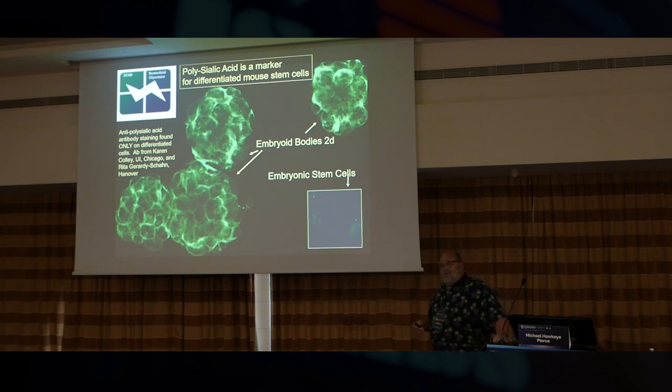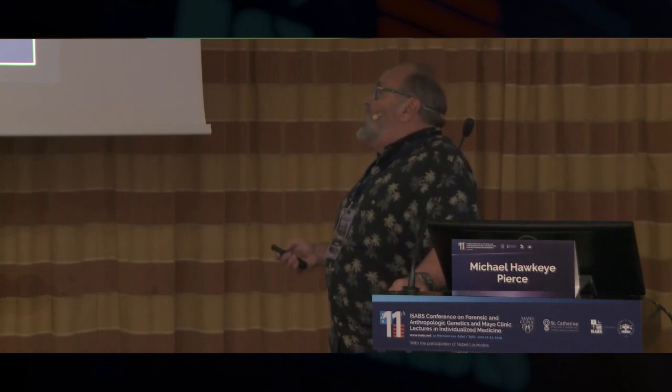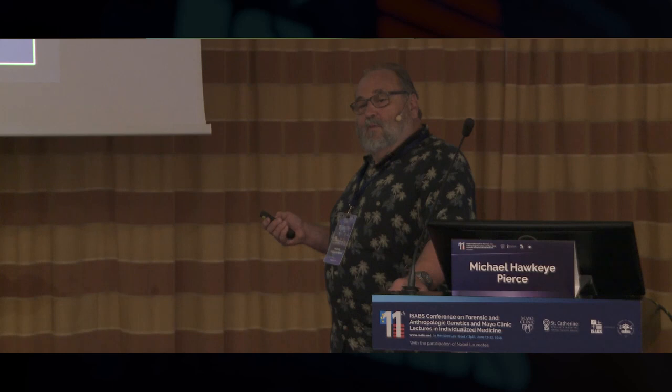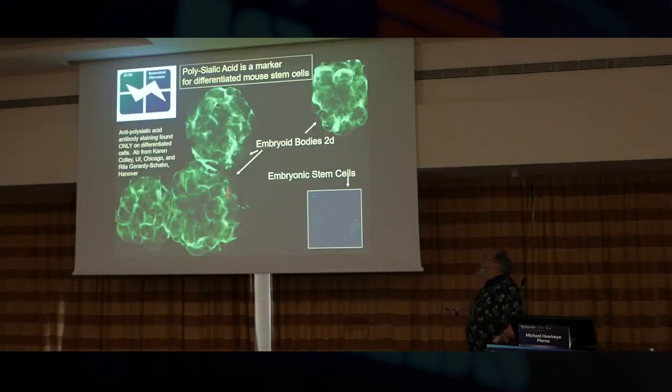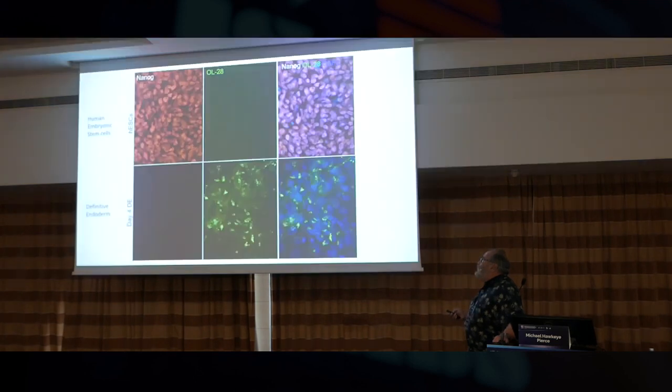Polysialic acid was really described first during late neuromorphogenesis as axons are trying to find their targets, and they express polysialic acid and then turn it off when they begin synapsing. But this is just very early in differentiation from embryonic stem cells into a product.